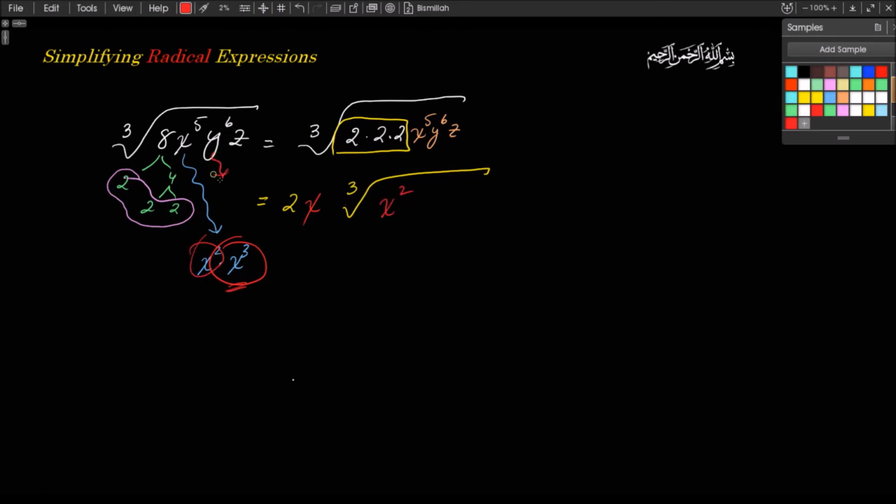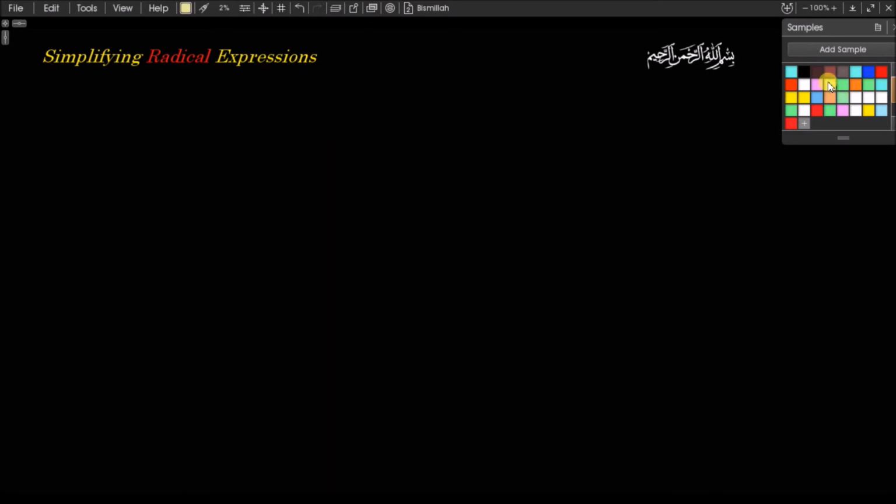And then y to the 6th, well, how many sandwiches can you make out of the 6 over here? Well, it's going to be a 3-slice sandwich, right? So this is going to be y squared on the outside. All of them will come out. That's a multiple of 3. And z, tough luck, bro. You're sticking in there. This, therefore, will simplify to 2 times x times y squared, cube root of x squared and z.